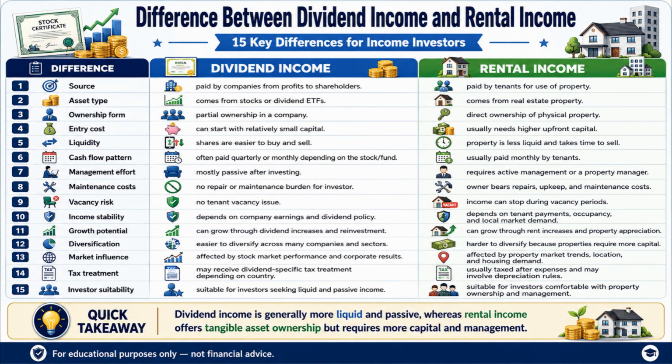In this video, we will discuss the difference between dividend income and rental income. Number 1. Dividend income is paid by companies to shareholders from profits, whereas rental income is paid by tenants to property owners for the use of real estate.